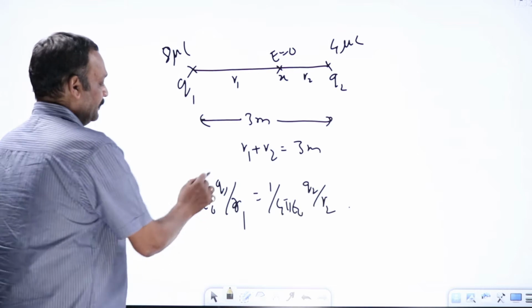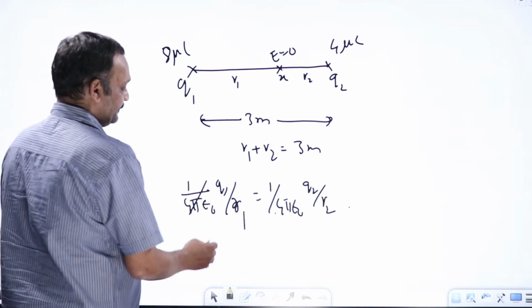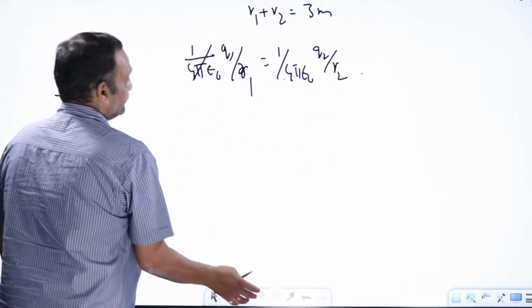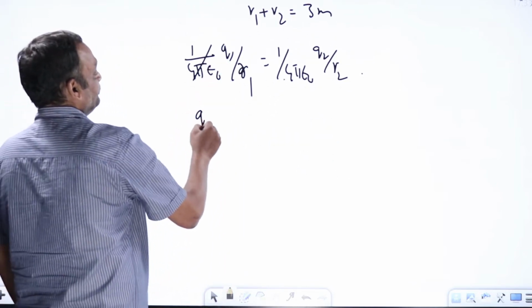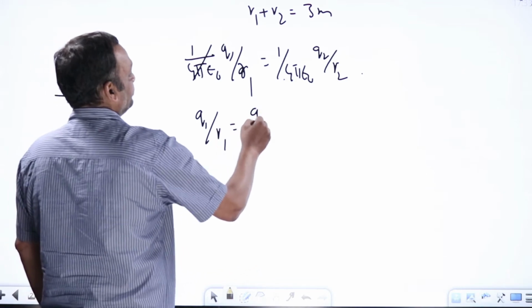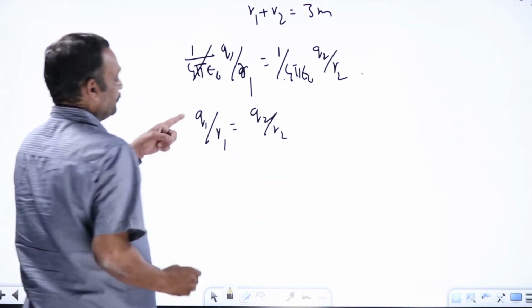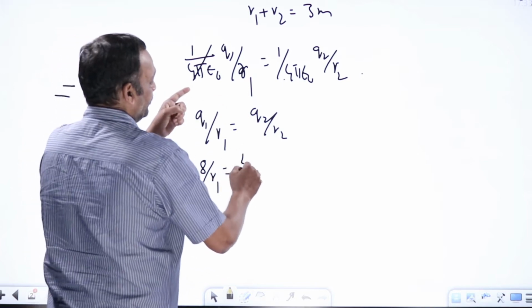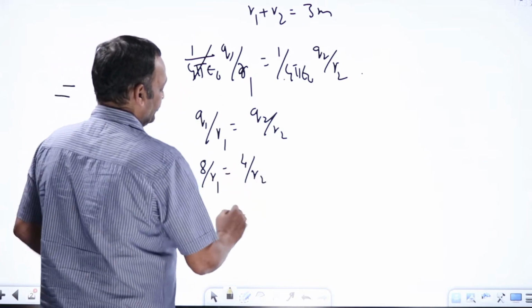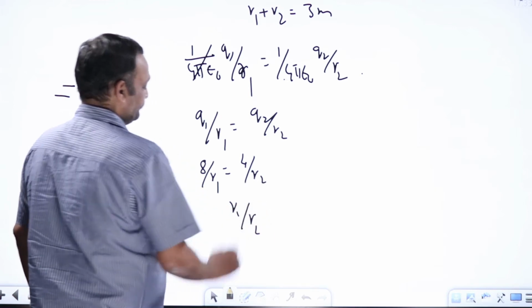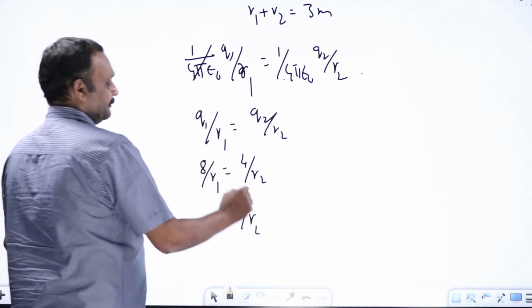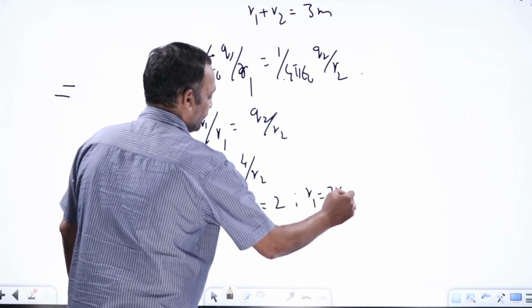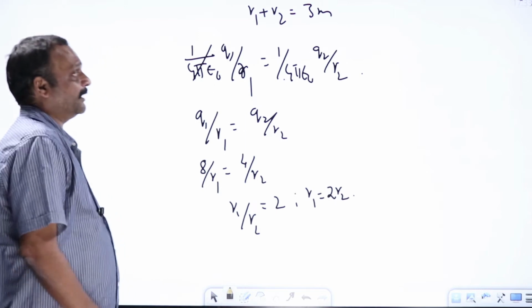Q2 by R2. So 1 by 4 pi epsilon on both sides gets cancelled. Now Q1 by R1 is equal to Q2 by R2. What is Q1? 8 microcoulombs. So 8 by R1 is equal to Q2, which is 4 microcoulombs, by R2. That is R1 by R2 equal to 2, or R1 equal to 2R2.